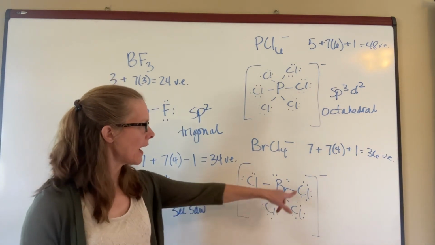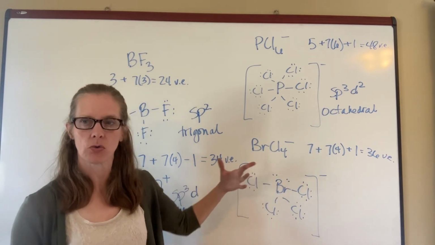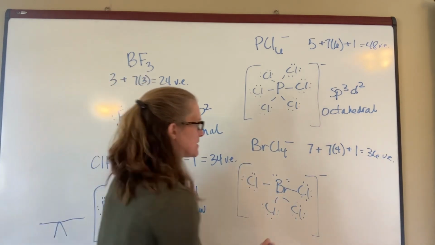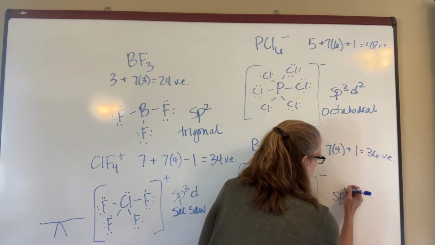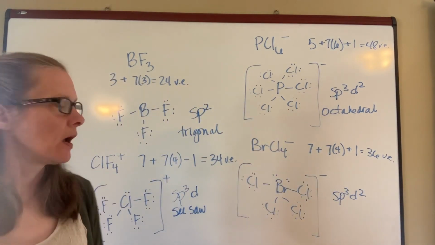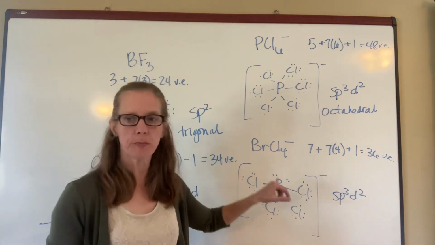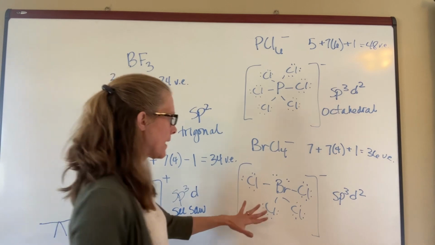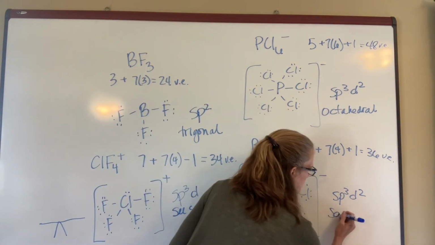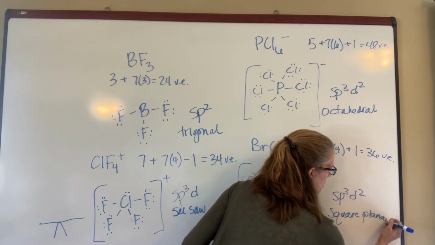How many items do I have around the bromine? Well, I've got 4 bonds and 2 lone pairs for a total of 6. So that means that this has to be sp3d2 hybridization. The electron geometry is octahedral, but I've got 2 lone pairs in there. And so what that means is that this is actually going to be square planar.